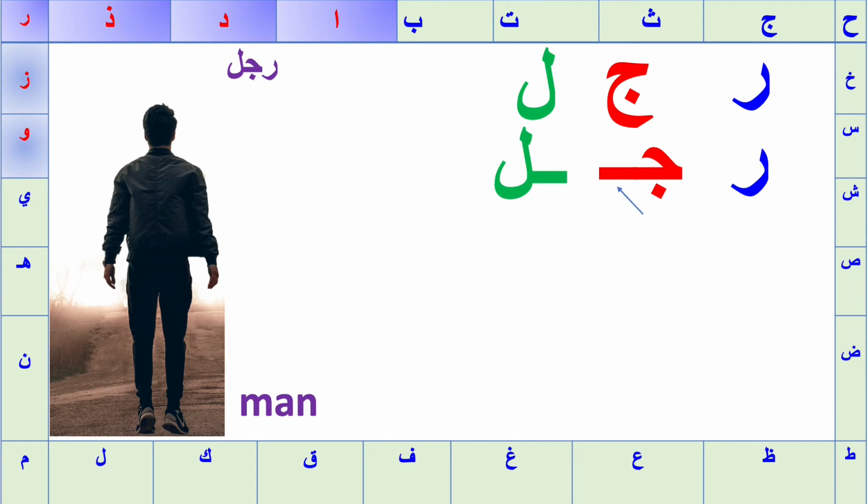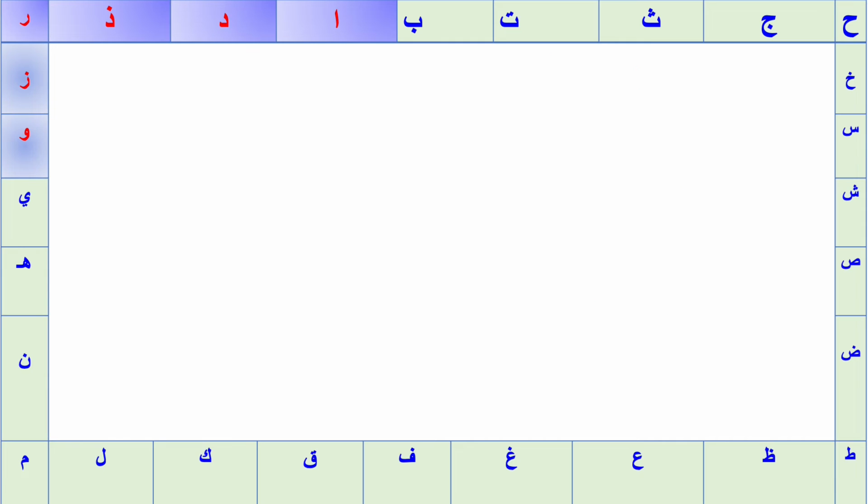We can notice that they connect with one another. The j will connect to the l sound. The r letter cannot connect with the jeem because the r belongs to the second group, a group of letters that can only connect to the right hand side. Rajul, rajul. Together we have the following form, rajul.